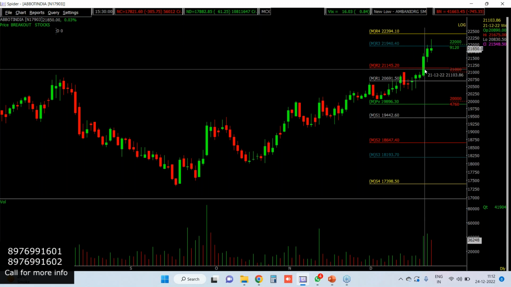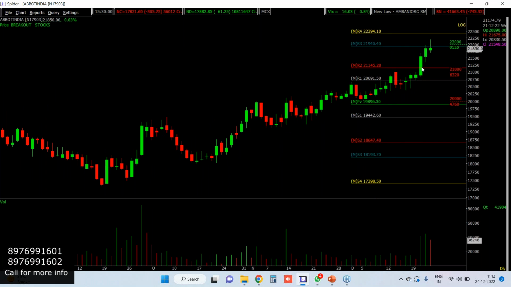When it got a breakout of the level of R2, see, it got the breakout on 21/12/2022, and currently it's trading at 21850. Okay, so now you all will be having a question: how to add these pivots.